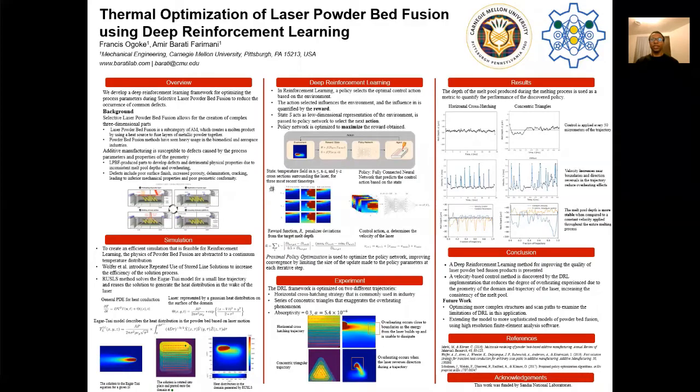Hi, I'm Francis, and today we'll be talking about thermal optimization of laser powder bed fusion using deep reinforcement learning.